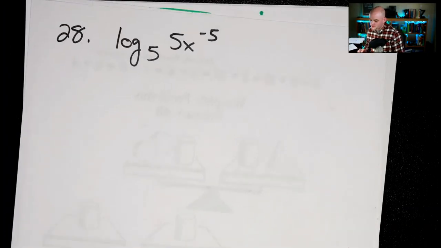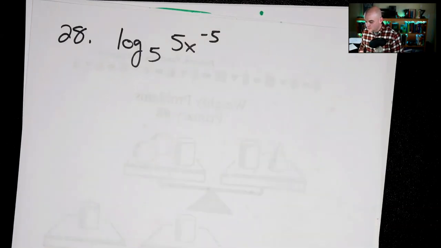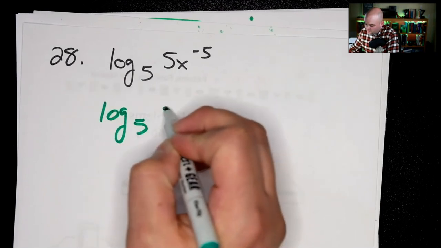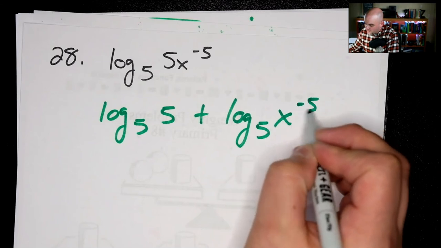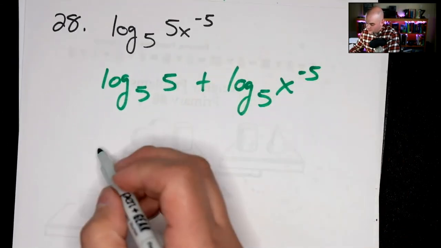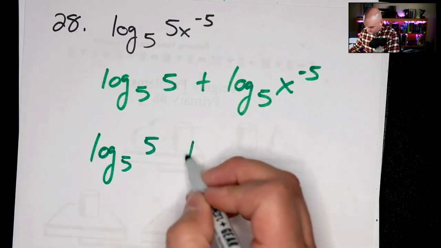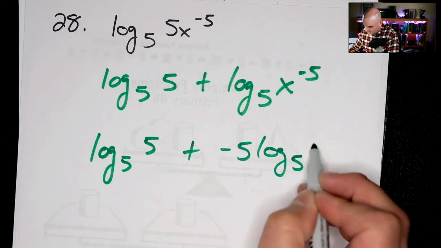So 28 looks like that. Notice that it's the x being raised to the negative fifth power, not the 5. So I can go ahead and split this up and say log base 5 of 5 plus log base 5 of x to the negative 5. Then we can move the negative 5 out front, and I get log base 5 of 5 plus a negative 5 log base 5 of x.